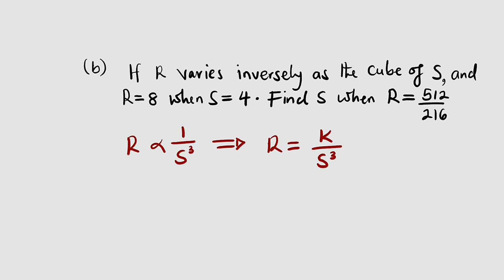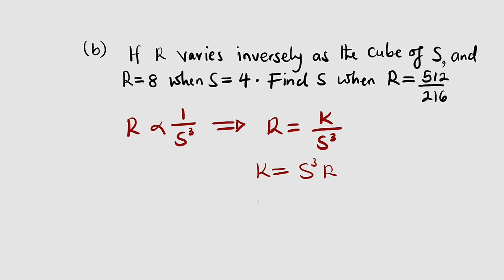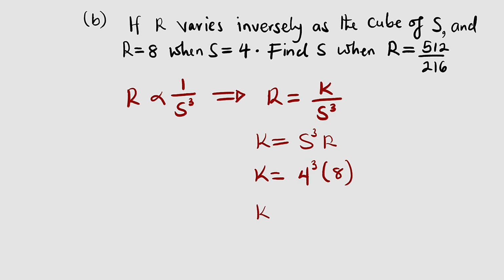Now let us first of all find the value of K by multiplying both sides by S to the power of 3. So we have K equal to S to the power of 3 multiplied by R. So what is S? We have seen that S is equal to 4 and R is equal to 8. So K is equal to 4 to the power of 3 multiplied by 8. And K is nothing but 512.